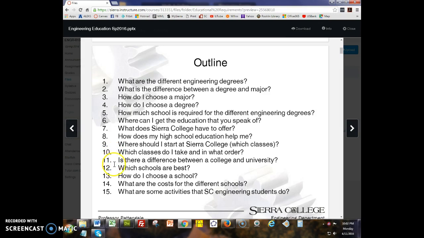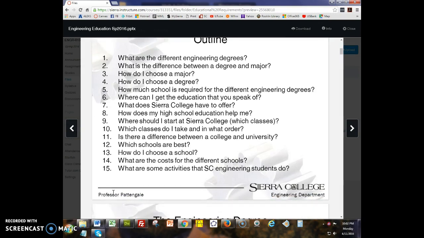The difference between a college and a university, which schools are best and how to choose a school, and what are the costs for the different schools. And then we just have some fun pictures of things that Sierra College engineering students do.